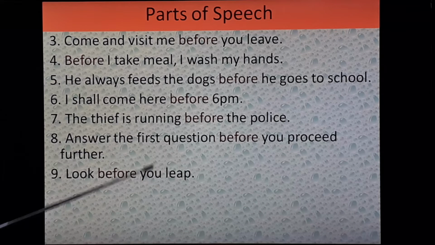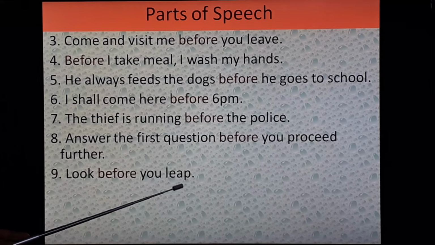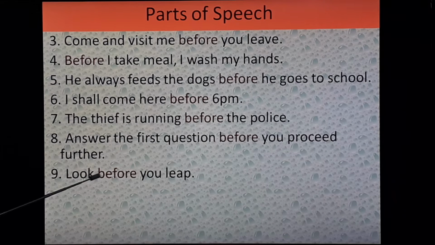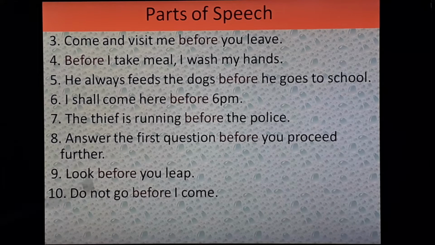Look before you leap. Before is the subordinating conjunction, this is the subordinate clause, and this is look. Here it is given in the sense of looking. Look before you leap, so in the sense of taking care. Do not go before I come.